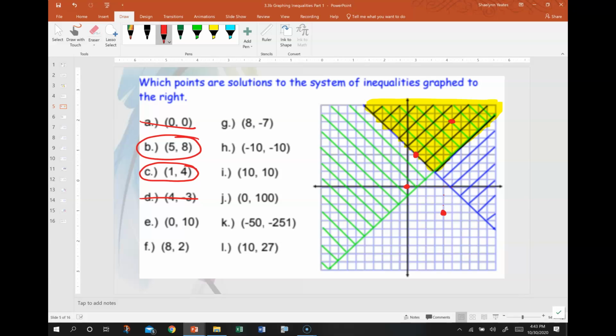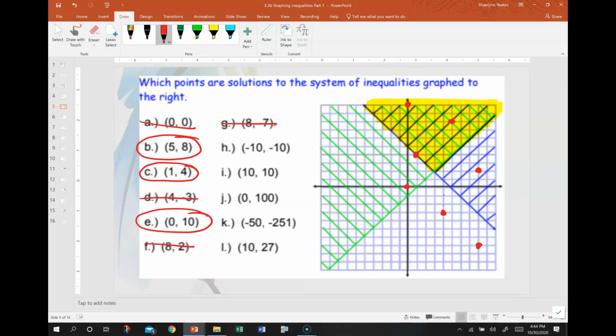Okay, 0, 10, so that means I move left to right 0. Then I move up 10. That's right there. That is in the yellow, so that is a solution. Over 8, up 2. It's only in the blue, so it's not a solution. It needs to be in both the blue and the green. Now, 8, negative 7 will be over here.